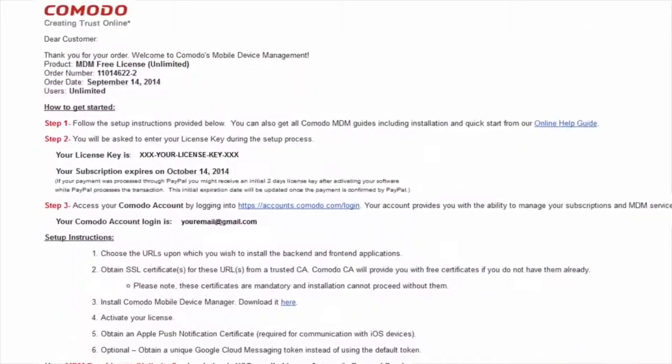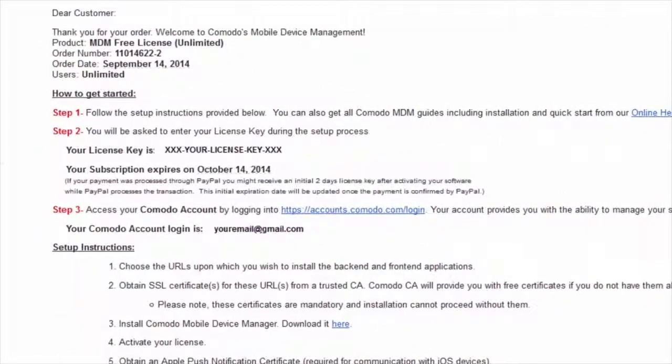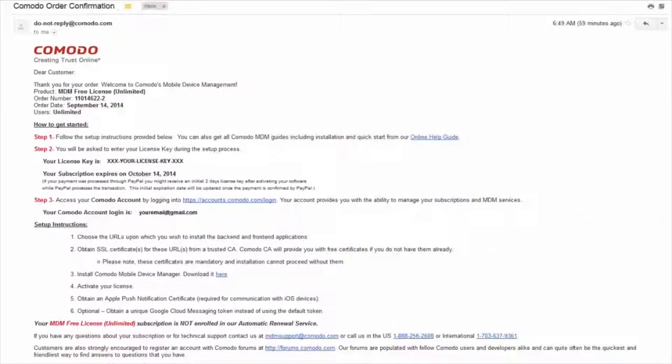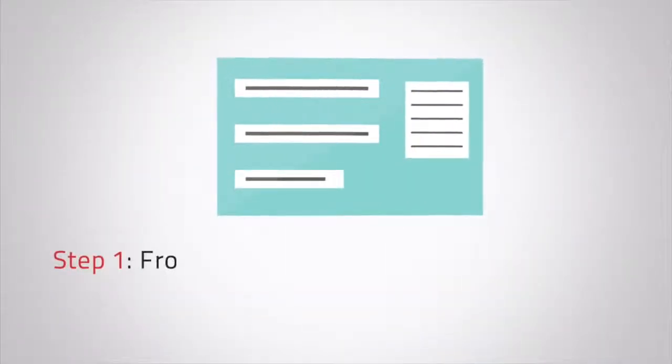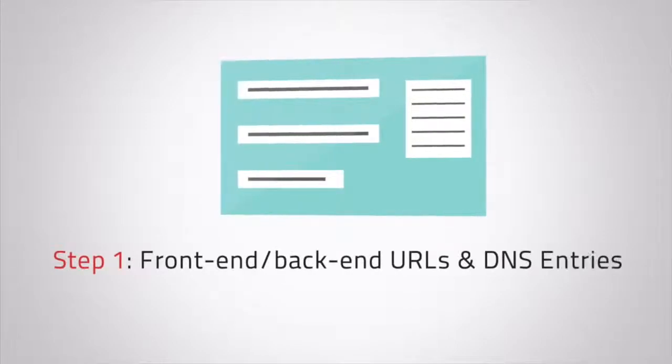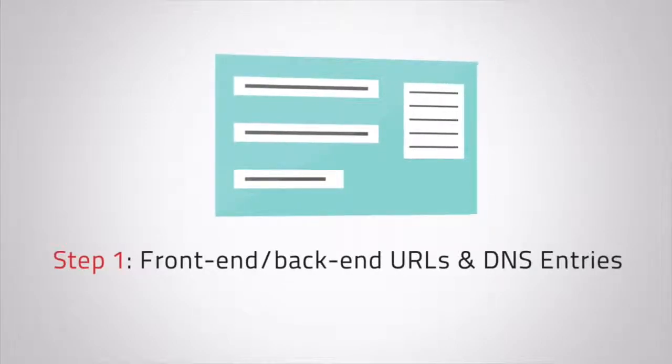After signing up for Comodo Mobile Device Manager, you'll receive a confirmation email containing a link to download the setup file. Before downloading the setup file, you'll need to complete a few vital steps to ready the environment for the application to be installed. The first step is to decide which URL will host the front-end and back-end parts of the application. You have three options.